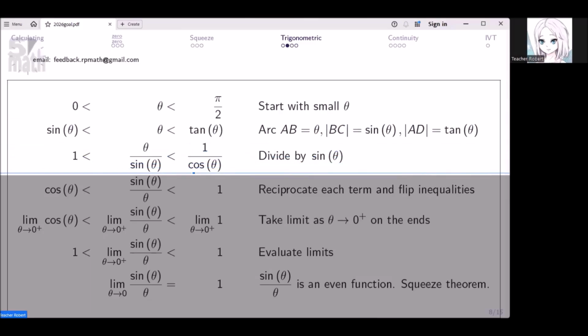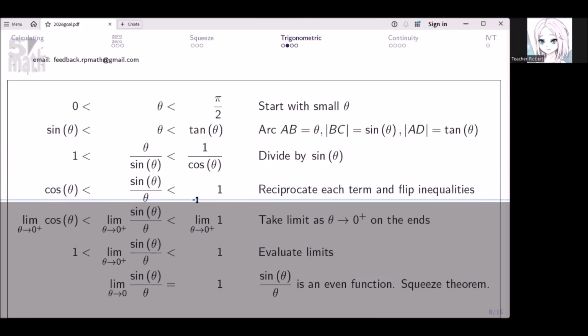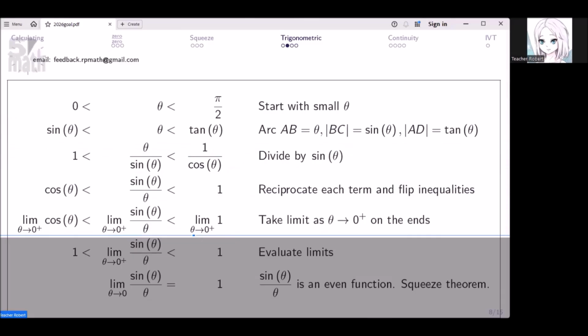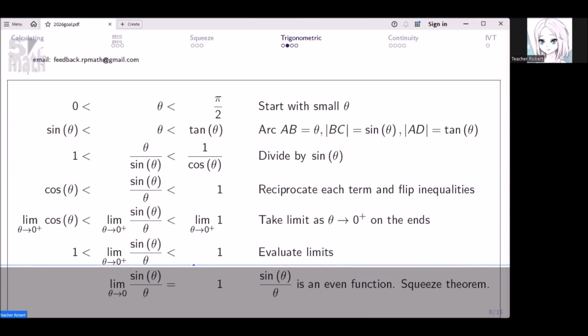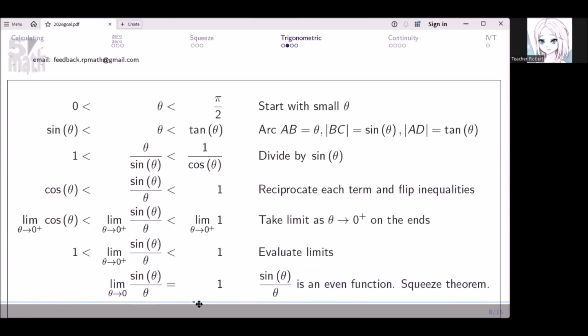Divide by sine theta. Reciprocate each term and flip inequalities. Take the limit as theta approaches 0 from the positive on the ends. Evaluate limits. Sine theta over theta is an even function, and then apply the squeeze theorem.